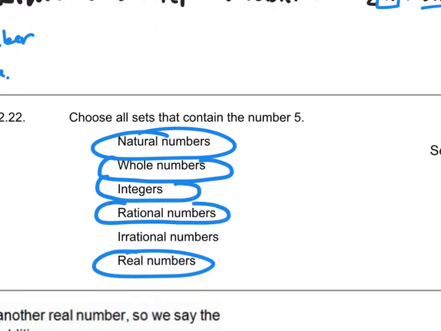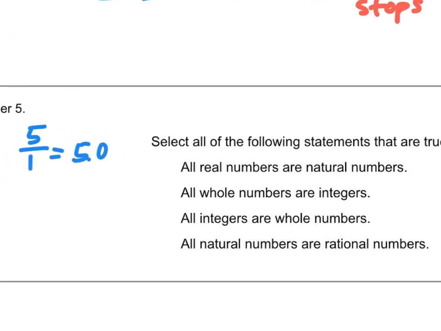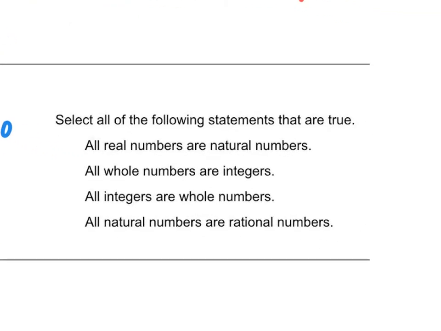The decimal stops. If you had the number 5, if you take 5 divided by 1, you get 5.0. That number stops. It's a rational number. Okay?